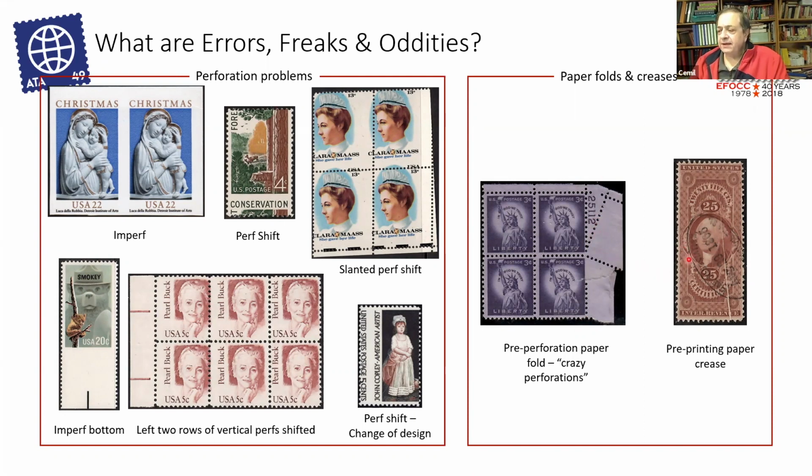Finally, in this one, you see that there is a paper crease in the lower right. What happened is that the paper was slightly folded before it was printed. It was printed, and when you reopen it after printing, you see that there is a space left that is open, that is not printed. That's called a pre-printing paper fold. Sometimes a paper fold may happen after printing, for example, right?